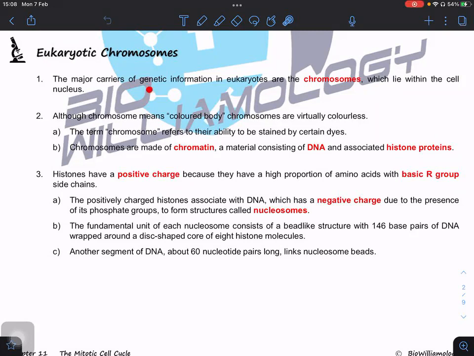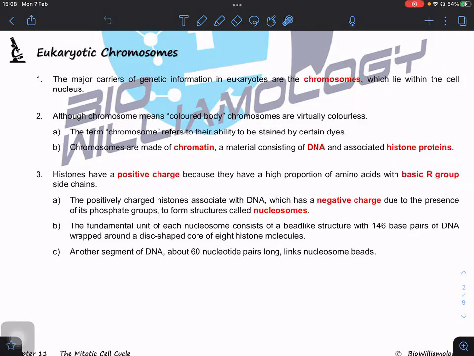So the major carrier of the genetic information in eukaryotes is generally in the form of chromosomes, which lie within the cell's nucleus. In fact, chromosome is a general term we use to describe the DNA material or genetic material inside the nucleus. At different stages, we give them special names. Are you clear? Okay, later I will show you guys.